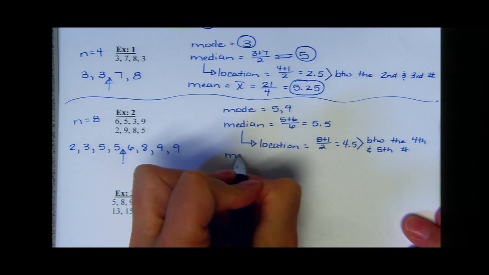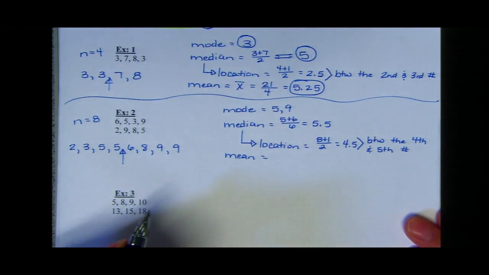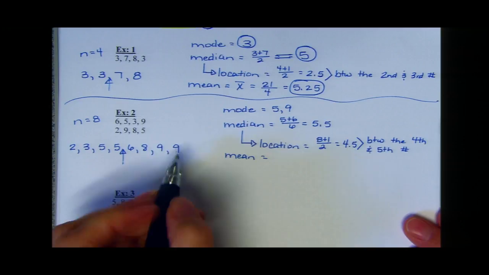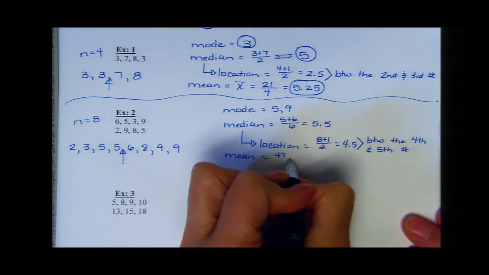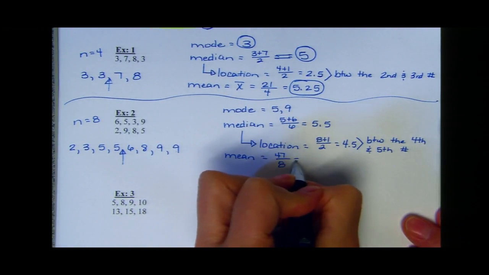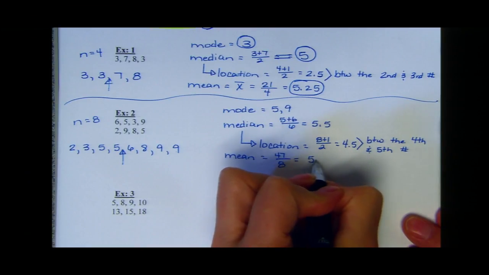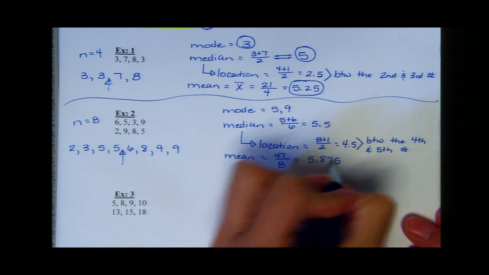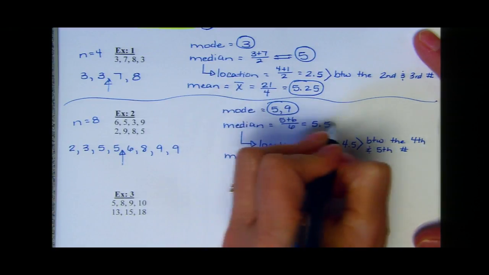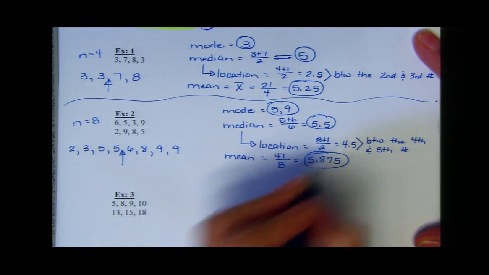So my median is 5 plus 6 divided by 2, which is 5.5. And then the mean, you will add all of these numbers up, which is 47. There are 8 of them, so we'll divide by 8, and that gives me 5.875. So here's my mode, my median, and my mean.